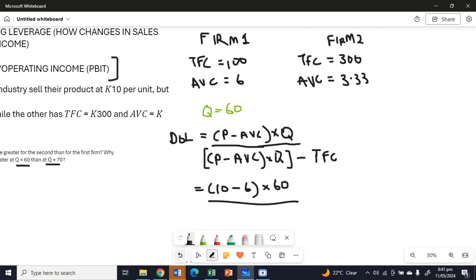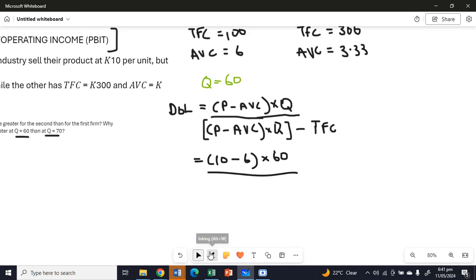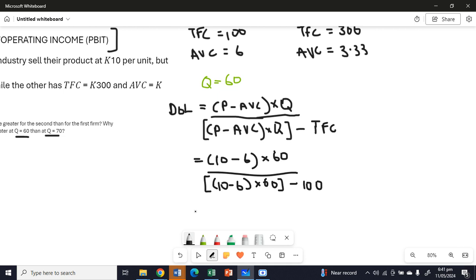Divided by, minus our fixed cost. The fixed cost for firm one is 100 kwacha. So let's get our calculators, colleagues. 10 minus 6, that is 4. 4 kwacha is the contribution per unit. If you remember, contribution is the money used to cover your fixed costs. 4 times 60, that is 240.